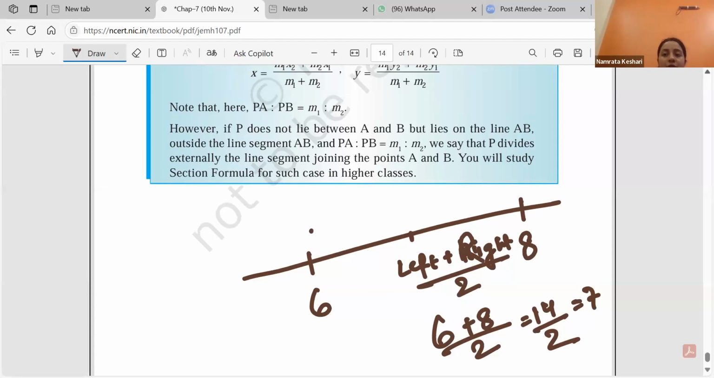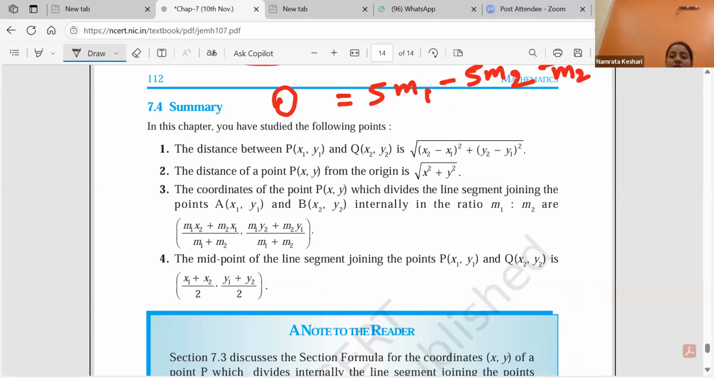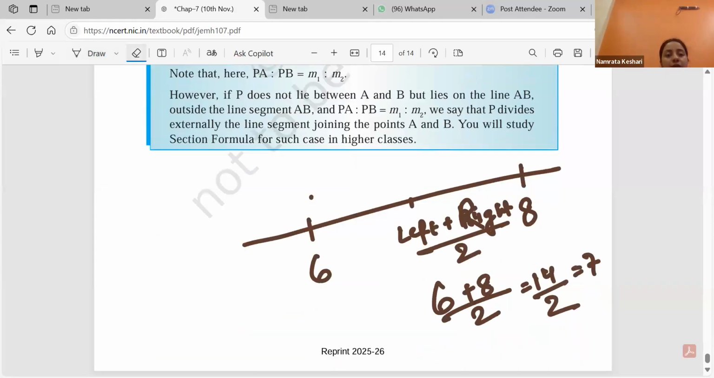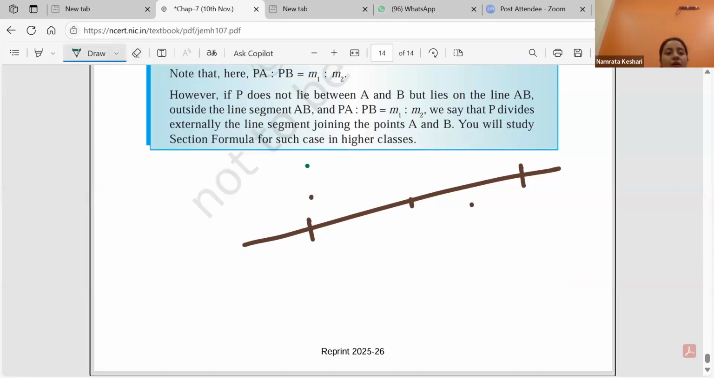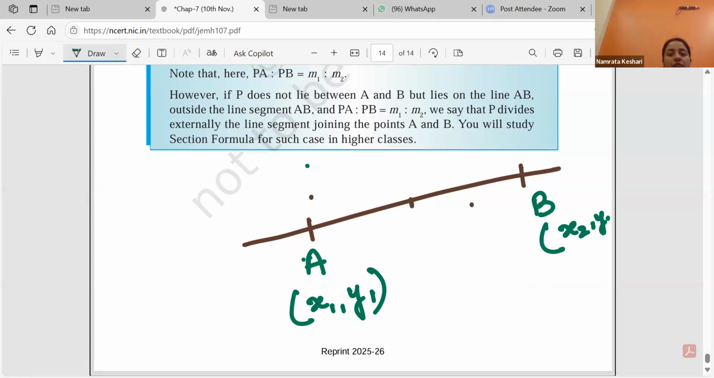In this chapter also, if you have a point A and a point B and you have to find the midpoint, then the formula says: if point A has coordinates x1, y1 and point B has coordinates x2, y2, then the midpoint M will be x1 plus x2 by 2, and the y coordinate you will get by doing y1 plus y2 by 2.